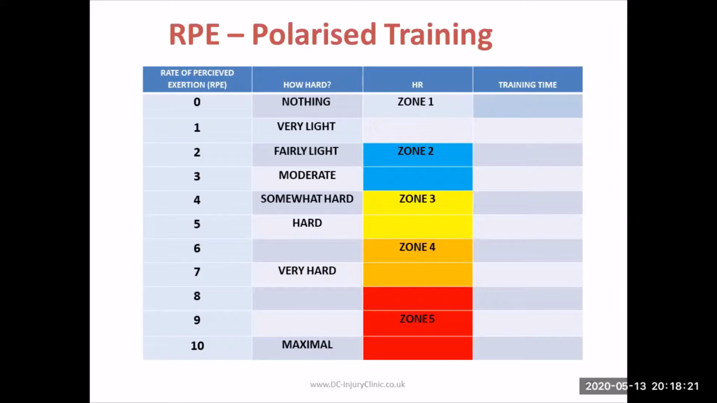So polarized training is 80% very low and 20% very high. And when we say very high, we're talking up to 130% of your VO2 max. So again, we need to know those figures, but almost, if you'll excuse the Spinal Tap reference, we're going up to 11 on our rate of perceived exertion.